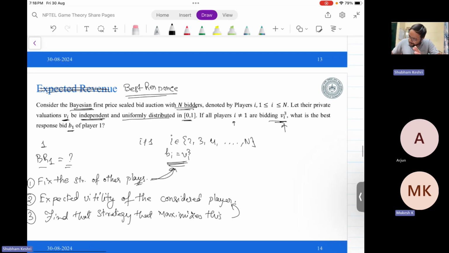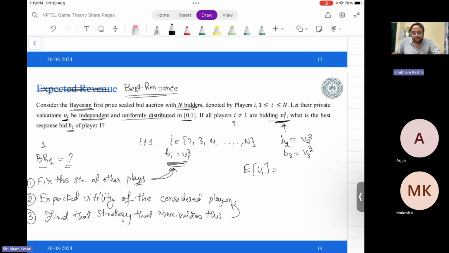What will be the expected utility? This is Vi cube, right? Not V1 cube. Sorry, this Vi cube. Over here it is written Vi cube. So B1 will play V1 cube, B2 will play V2 cube, B3 will play V3 cube, and so on. Each player will play its valuation cubed. Yes. Now we will have to calculate the expected utility of player 1.